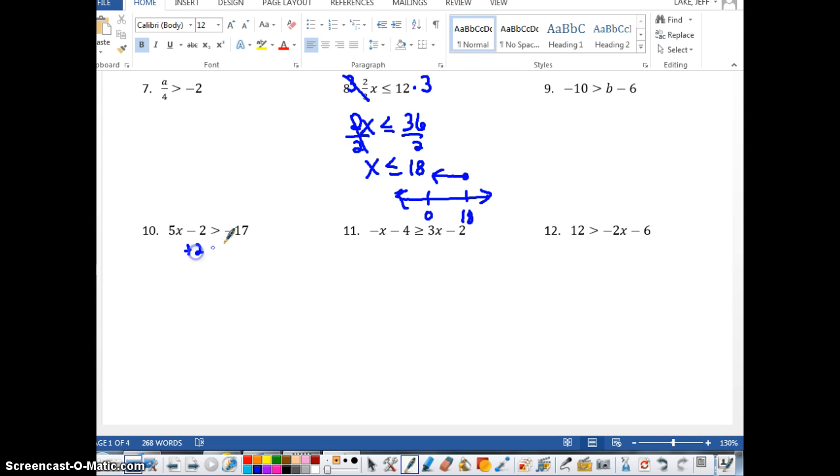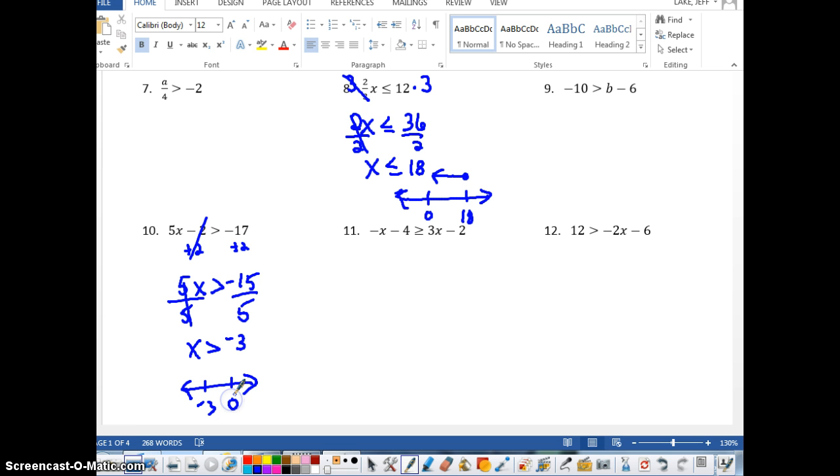Number 10, you're going to add your 2. You get 5x is greater than negative 15. Divide by your 5. When you divide by your 5, you get x is greater than negative 3. Again, do not switch your sign. I know the answer there is negative. It's not what the answer is. It is what you multiply or divide by. Here I divided by a positive, so it does not switch my sign. And this is going to be an open circle going to the right.